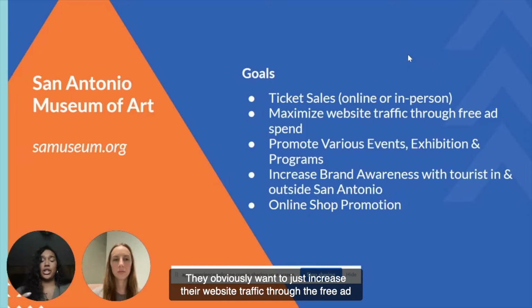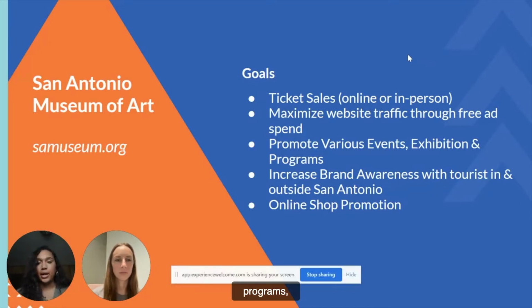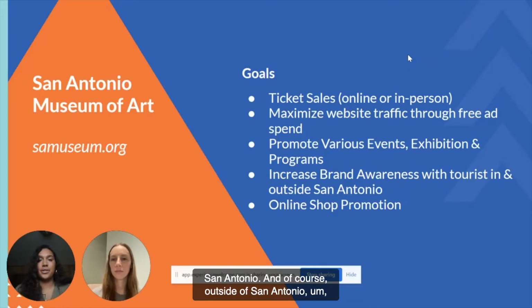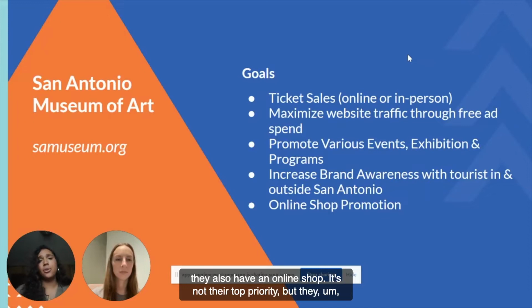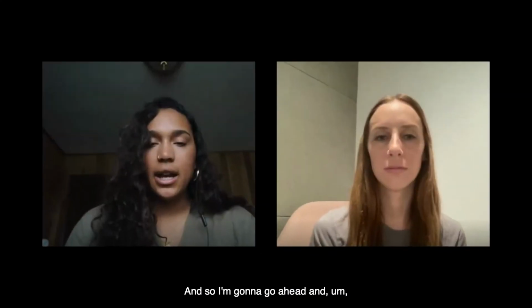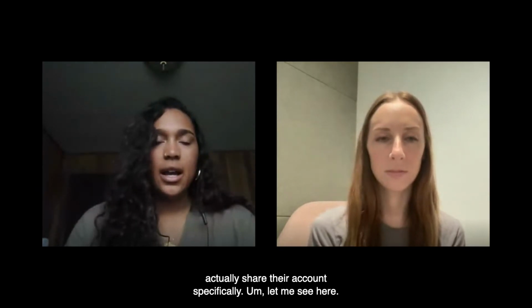They obviously want to increase their website traffic through the free ad grant. And obviously they have so many different events, exhibits, and programs that they put on. And ultimately, they just want to increase their brand awareness with tourists in San Antonio and, of course, outside of San Antonio. They also have an online shop. It's not their top priority, but they figured that they could also promote it through the ad grant. And so I'm going to go ahead and actually share their account specifically.